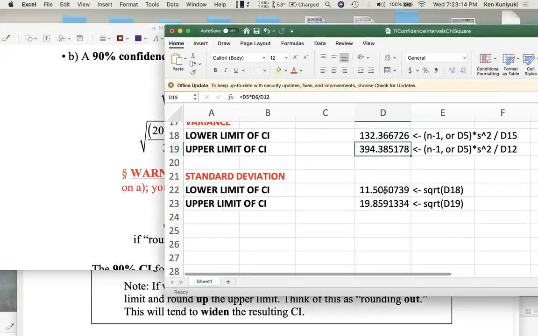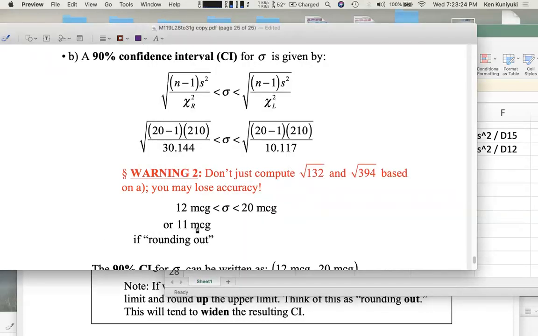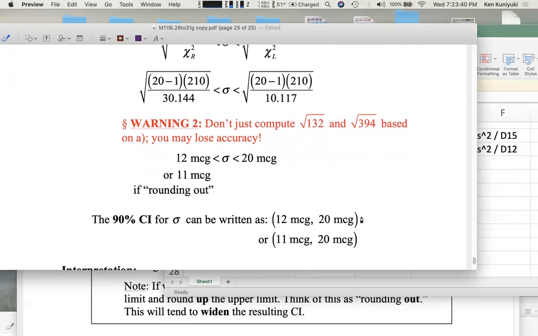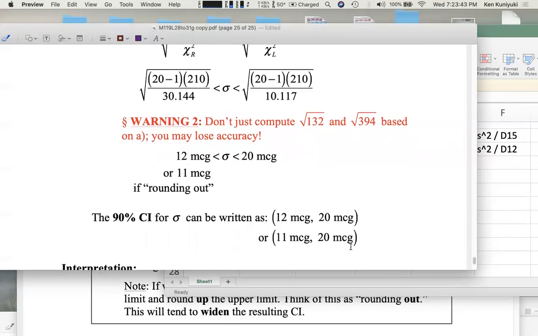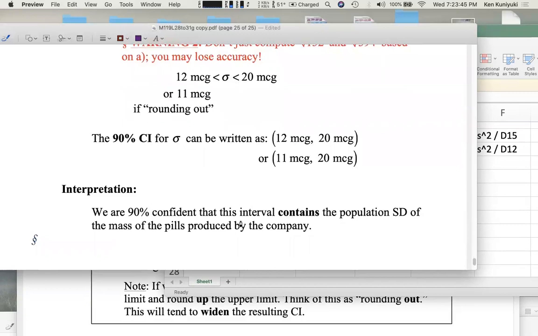And this time, for standard deviation, we round off to 12 to 20, or we round out. We can round this down to 11, round this up to 20, all right? So we have either 11 or 12 micrograms, the straight unit, is less than sigma, which is less than 20 micrograms. The lower limit is here, either 12 or 11 micrograms. The upper limit is here, 20 micrograms. You can put this in interval form. We are 90% confident that this interval contains the population standard deviation of the mass of the pills produced by the company.